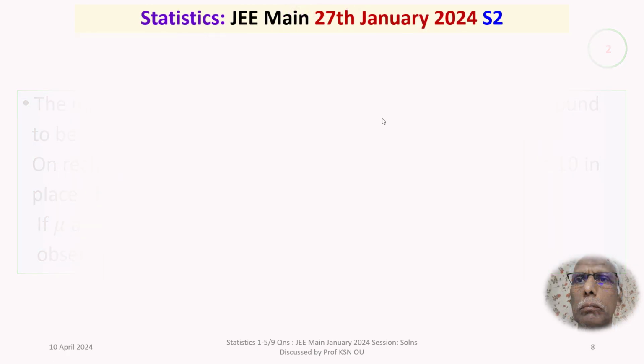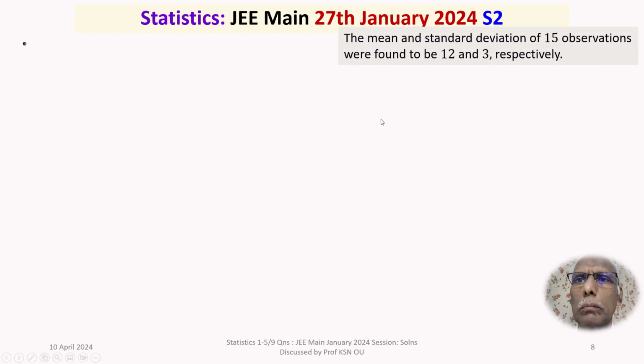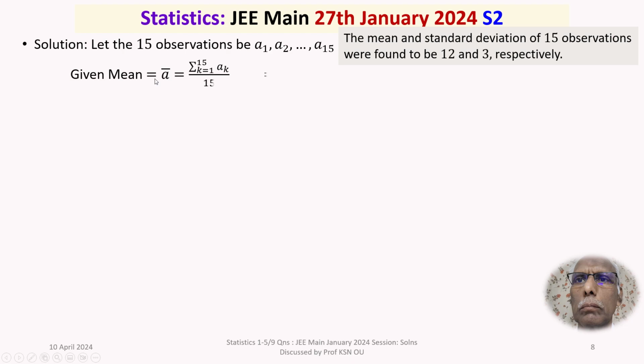Let's now discuss the solution of the problem in detail. Let the 15 observations be a1, a2, a3, ..., a15, and given the mean a bar is equal to 12. That is, the mean is given by the sum of ak for k equal to 1 to 15, divided by the number of observations, which is equal to 12. From this we obtain the sum of ak, k equal to 1 to 15, as 180.